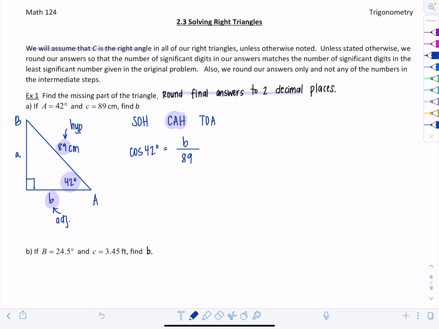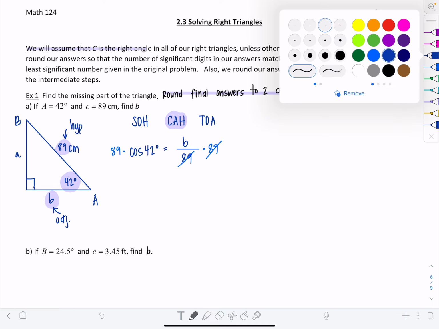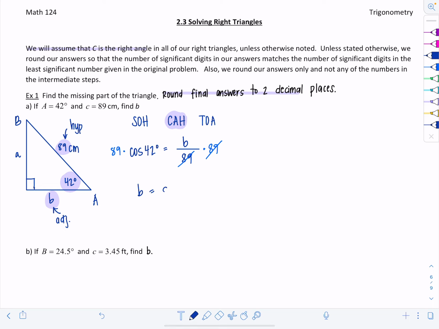I never put units in the equations, I just put them at the very end. All right, so to solve for B, I'm going to multiply both sides by 89. So it cancels out over here on the right. And then now we're going to get our calculators out. So B equals 89 times cosine of 42 degrees. And we'll round this to 2 decimal places. So you should get 66.14. And now I need to put my units. Everything's being measured here. The sides are being measured in centimeters. So this is 66.14 centimeters. And that's it.